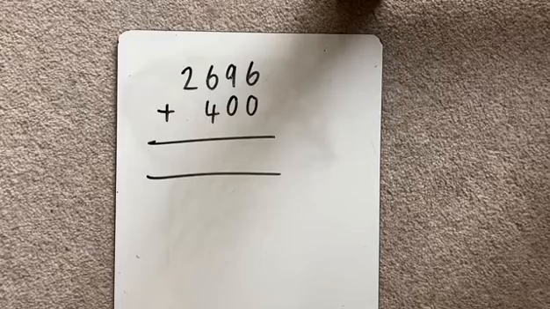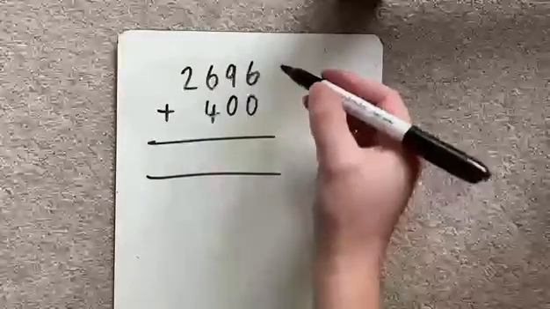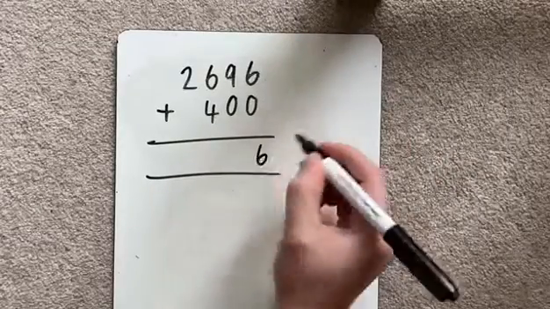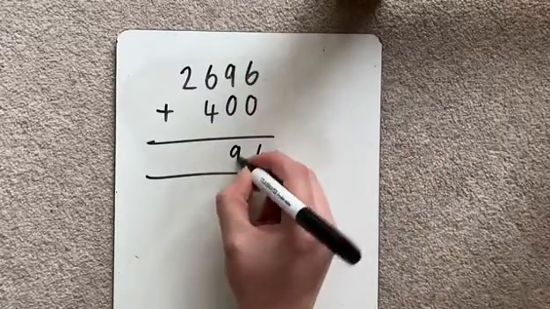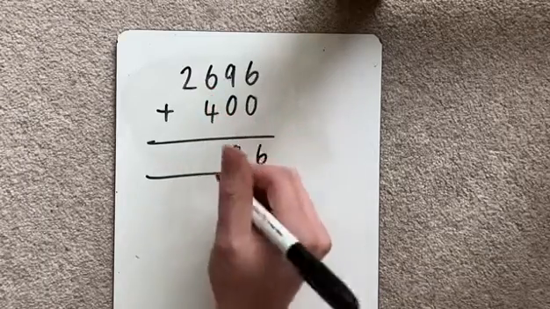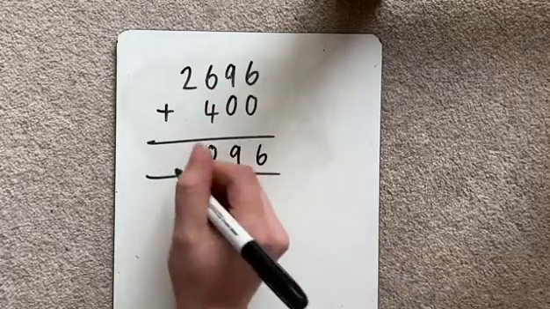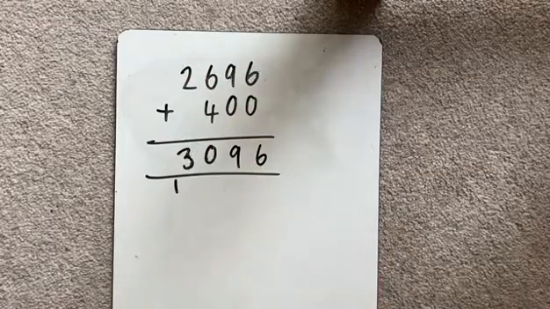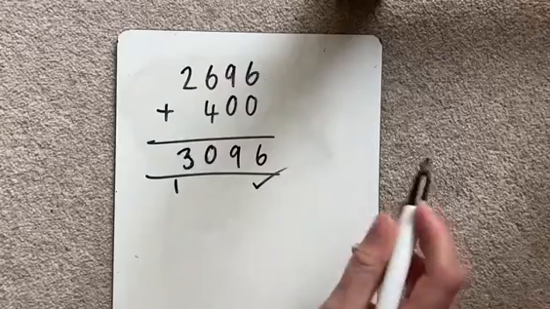2,696 add 400. So I've laid mine out in the column method. And we're starting off with our ones. 6 add 0 is 6. 9 add 0 is 9. 6 add 4 is 10. So we put the 0 and carry the 1. 2 add 1 is 3. So you should have got 3,096. Give yourself a tick.